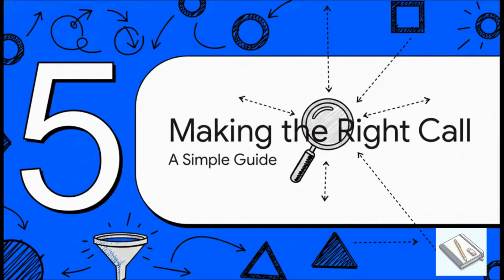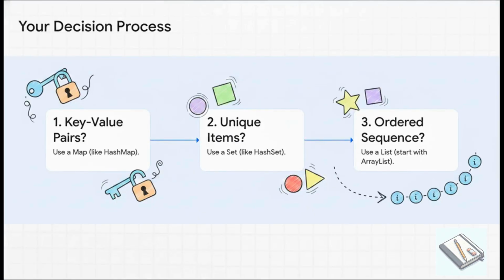So, how do you make the right call every single time without getting totally lost in all these details? Let's boil it all down to a simple guide. Here's your quick mental checklist. First question, do you need to map unique keys to values? Easy, use a map, and HashMap is your go-to. Second question, do you need to store a bunch of unique items and absolutely prevent duplicates? Use a set, and HashSet is a great default. And finally, if you just need a plain old ordered list of items, use a list, and your default choice, your starting point, should almost always be ArrayList.